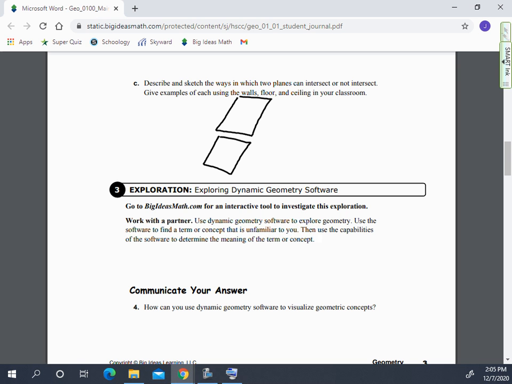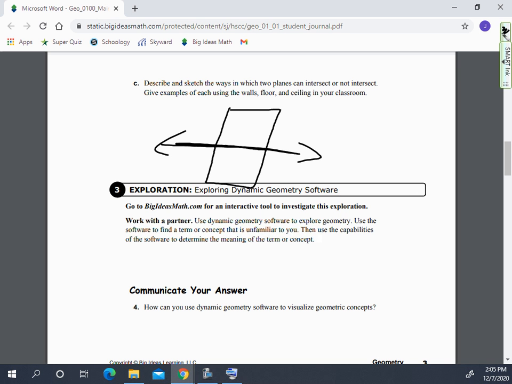What does it look like if they do intersect? Well, if I had my ceiling and my back wall, they intersect right here, right? Imagine my ceiling and my back wall, they're intersecting on a given line. And on that line is where they intersect.